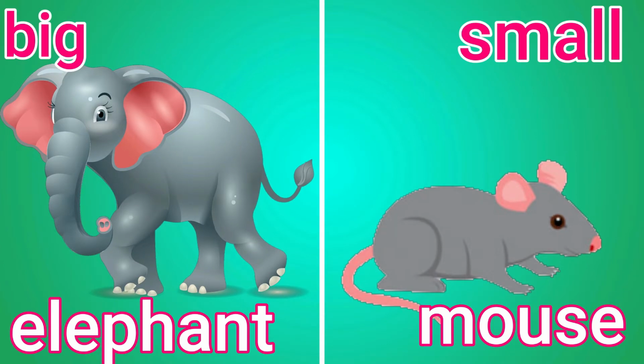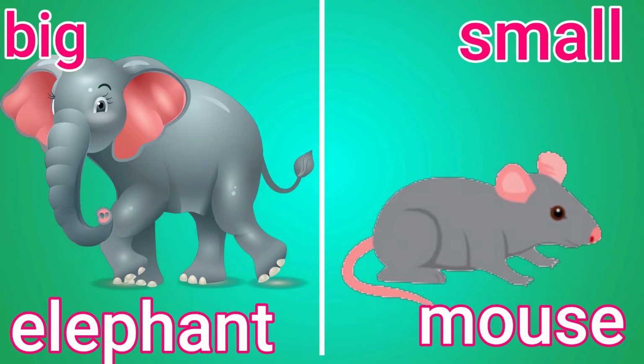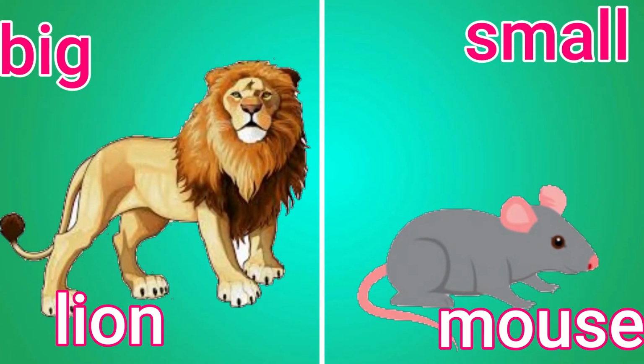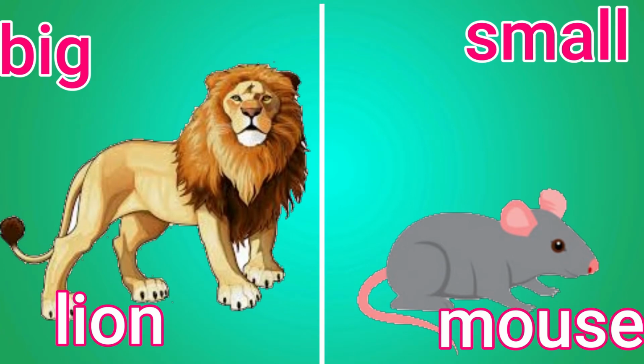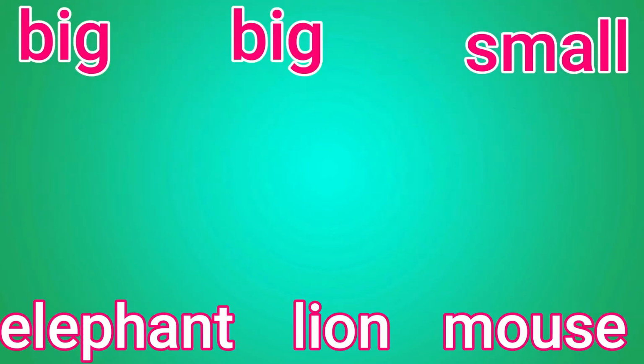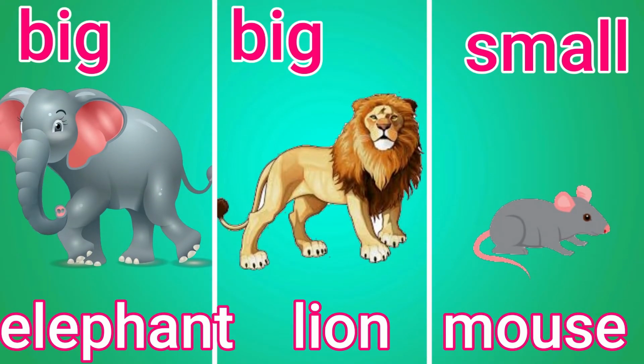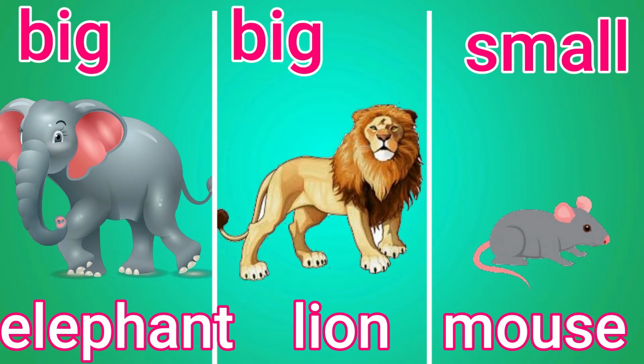Mouse is very small animal. Elephant always big. Lion is bigger than mouse. Elephant is the biggest animal, then lion. Mouse is small.